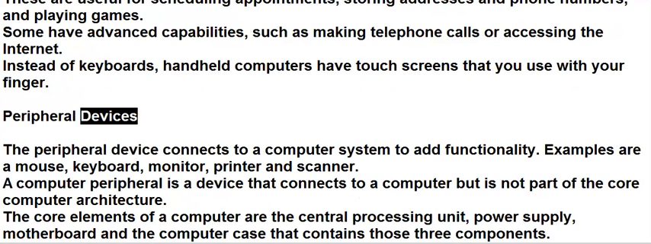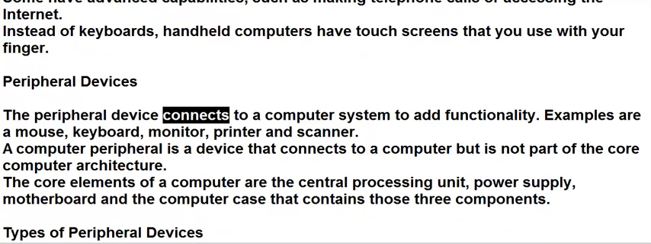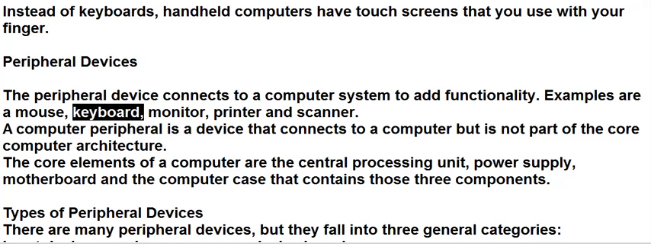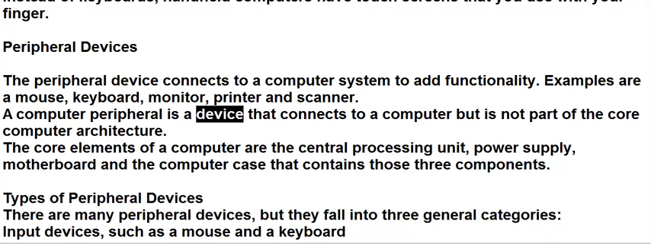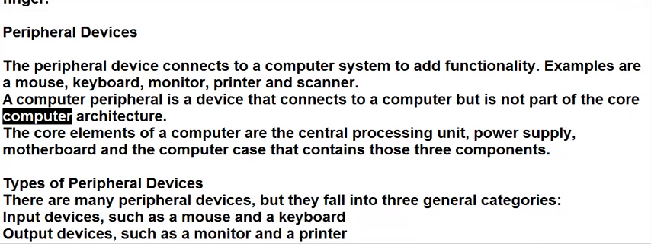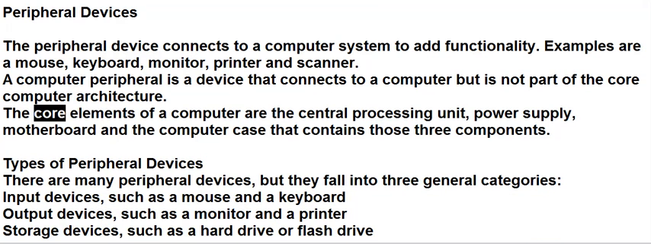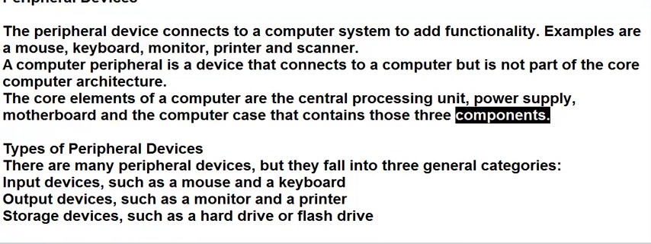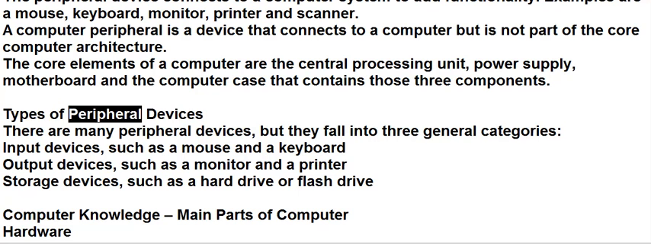Peripheral devices. A peripheral device connects to a computer system to add functionality. Examples are a mouse, keyboard, monitor, printer and scanner. A computer peripheral is a device that connects to a computer but is not part of the core computer architecture. The core elements of a computer are the central processing unit, power supply, motherboard and the computer case that contains those three components.